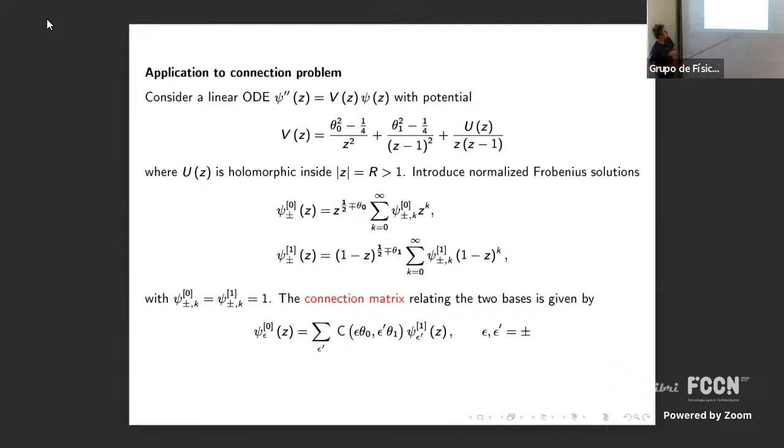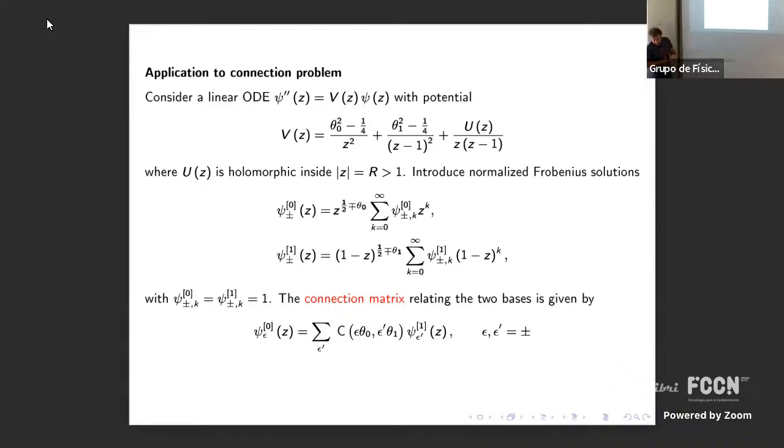And now one can apply this to differential equations where you have at least two Fuchsian singularities, like Heun. And the idea is that here I can put any function which is holomorphic inside a circle of radius greater than 1. This is just not to spoil this Fuchsian behavior at these two points. You introduce these Frobenius solutions.